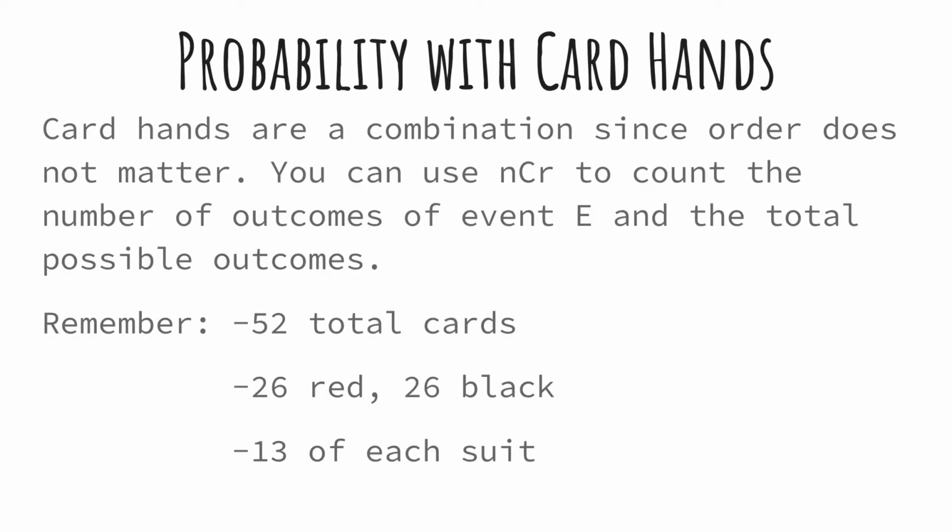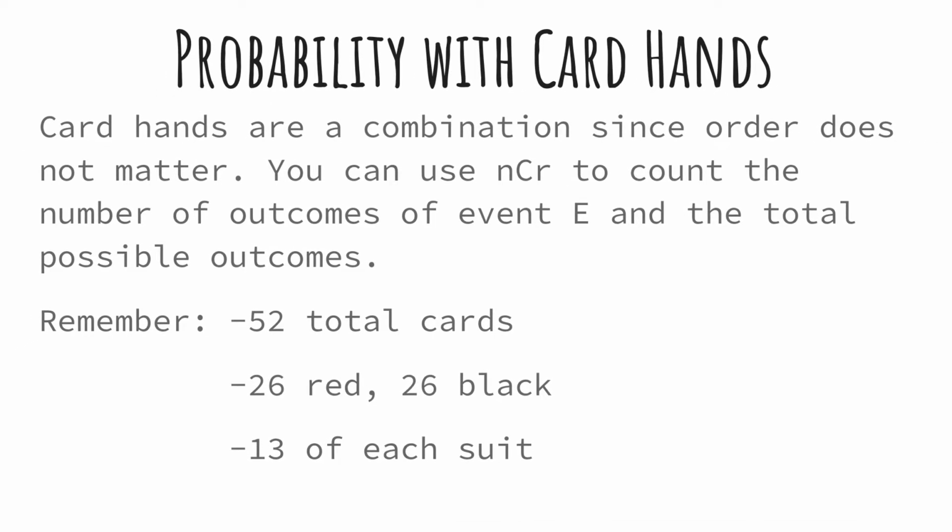Okay, when we're looking at card hands, the first thing you need to understand is that card hands are going to be a combination since the order does not matter. So you can use nCr to count the number of outcomes of an event E and for the total possible outcomes.